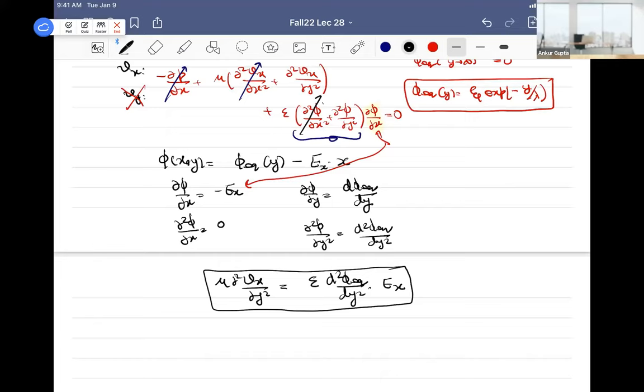Yes, that's actually correct. Because Vx is only a function of y, that's a good point. This is not a del anymore. This is a d. Good. Yeah, this is d. Absolutely.